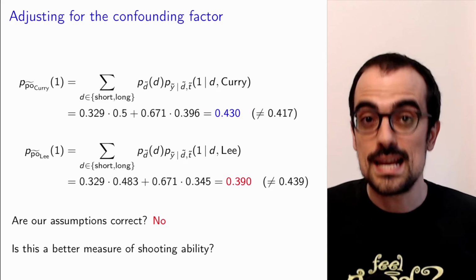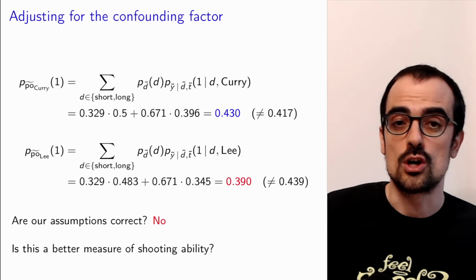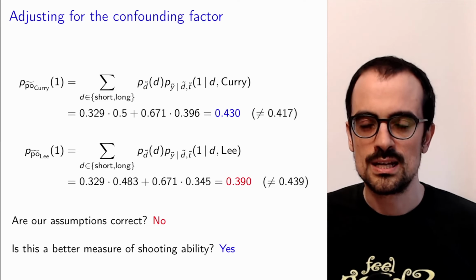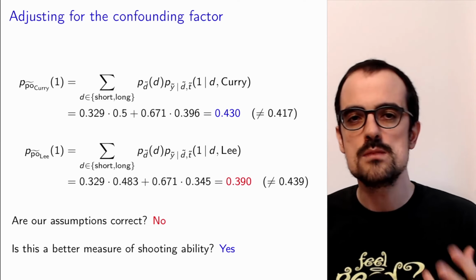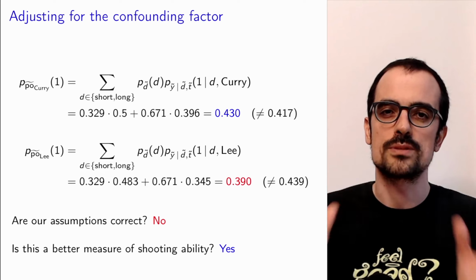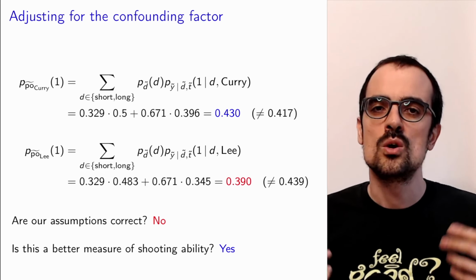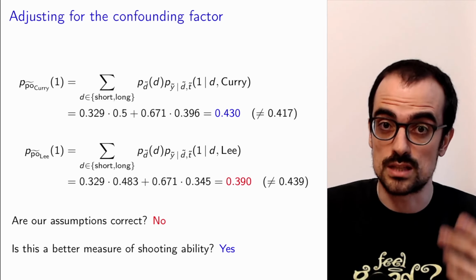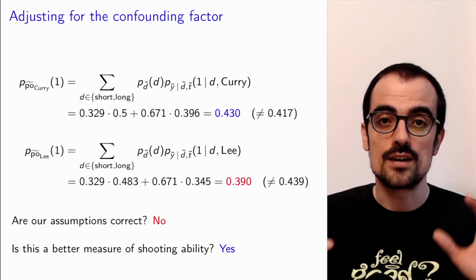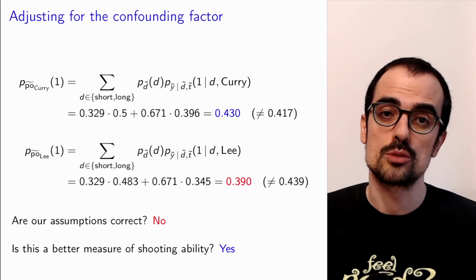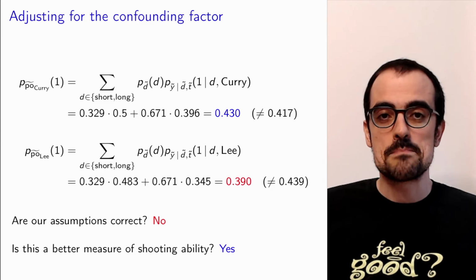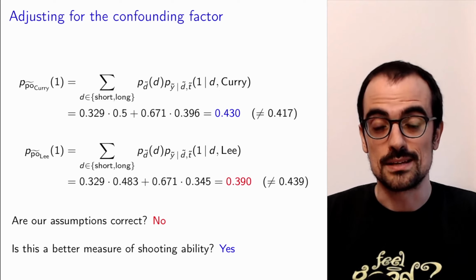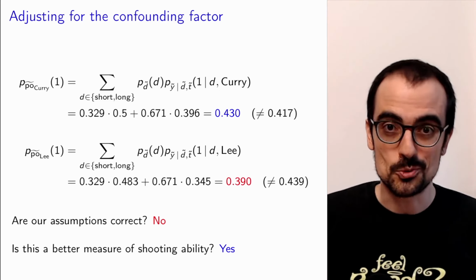So nevertheless, is this a better measure of shooting ability? The answer is yes, for sure. And this is a common theme when we're doing causal inference from observational data. At the end of the day, we're only going to be able to adjust for some of the confounding factors that are distorting the conditional probabilities that we are seeing. So we cannot guarantee that there are no other confounding factors distorting them further, but it's still better to correct, right?